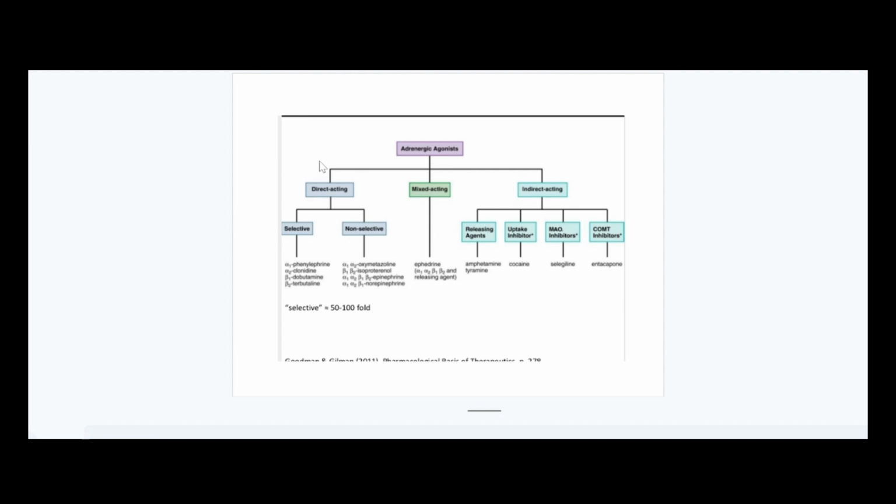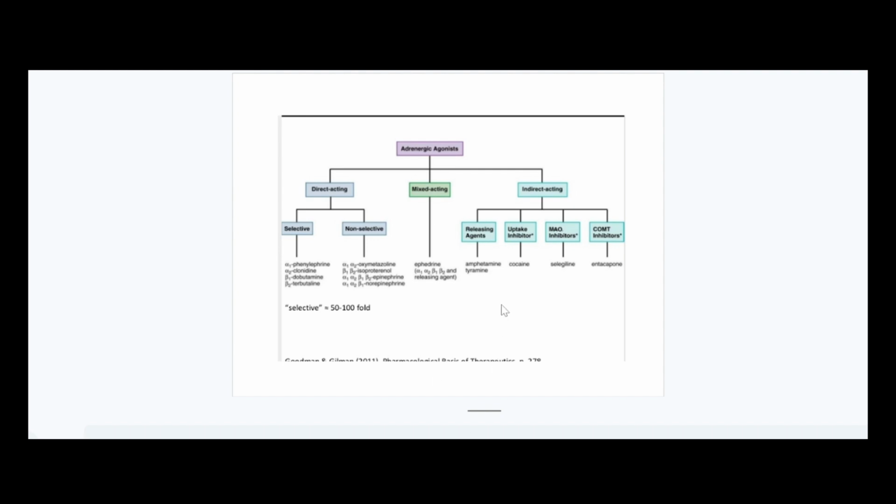Adrenergic agonists are divided into direct acting, mixed acting, and indirect acting. Direct acting is further divided into selective and non-selective. We have alpha 1 and alpha 2. Just know some of the common examples: phenylephrine for alpha 1, and clonidine for alpha 2. I'm going to attach a clearer table that's going to distinguish between these, but I feel like this is what gives a clear distinction. We also have indirect acting: the releasing agents, the uptake inhibitors, monoamine oxidase inhibitors, and the COMT inhibitors. And we have the non-selective.